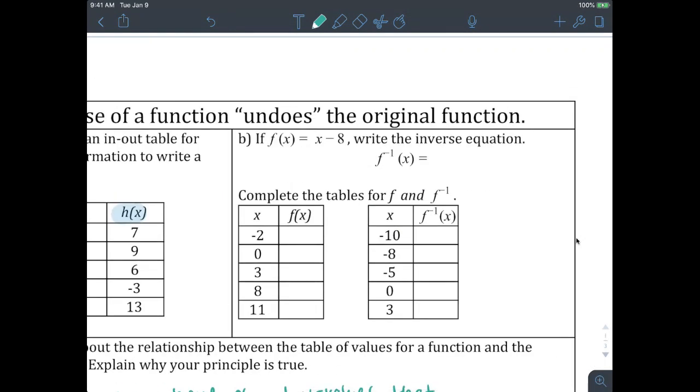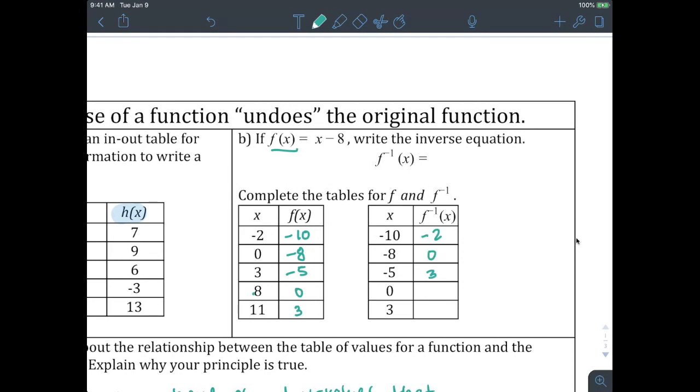So for f of x equals x minus 8, we're going to plug in negative 2, so that becomes negative 10, and then negative 8, then negative 5, then 0, and then when I plug in 11 here, that becomes 3. 11 minus 8 is 3. Okay, what happens in our table? Well, we switch the x and the y, so we get negative 2, 0, 3.